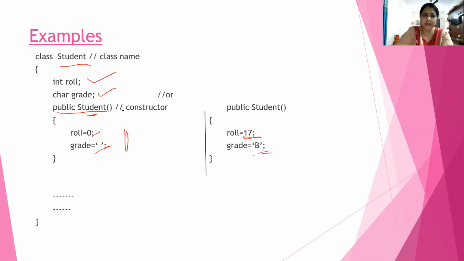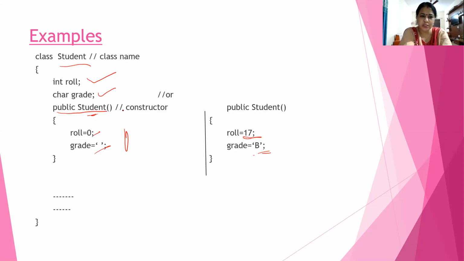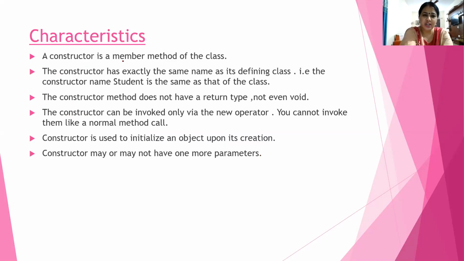Okay, go here. What is the characteristic you just see here? Just look at the example again. You see here the constructor, that is the name of the class, with the empty parenthesis. Now we come to the characteristic. The constructor is a member method of a class.